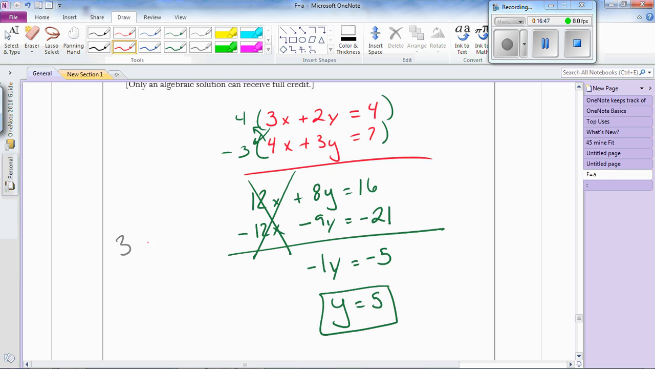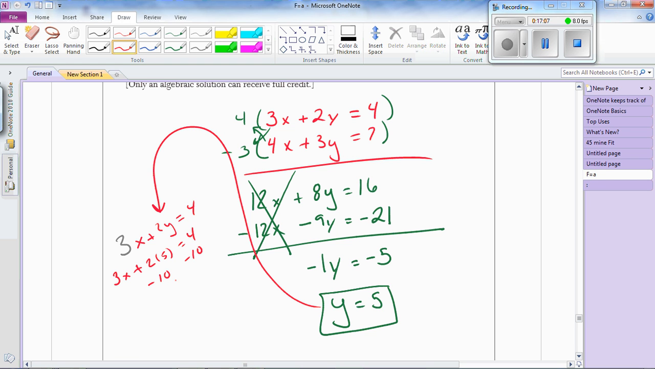Go back to it. 3x plus 2y equals 4. Plug this in. So I get 3x plus 2 times 5 equals 4. And because I'm lazy, I'm going to subtract 10 here. So I get 3x equals negative 6, or x equals negative 2. Now that appears to be my answer.